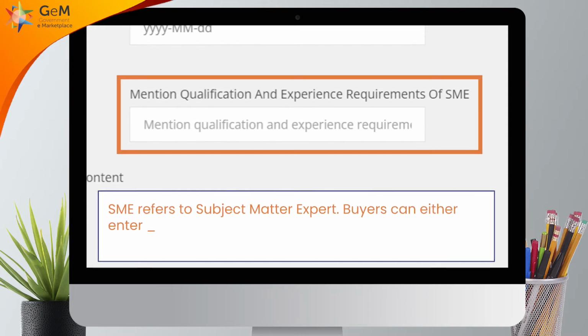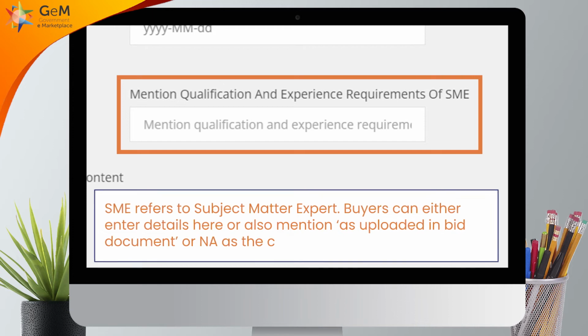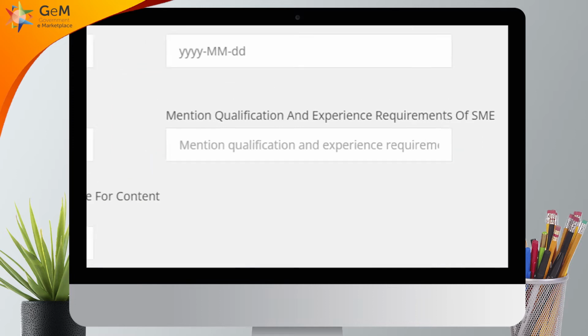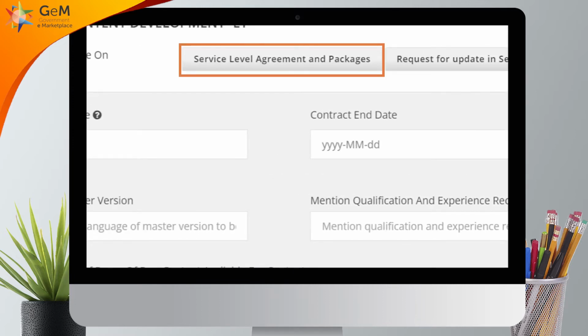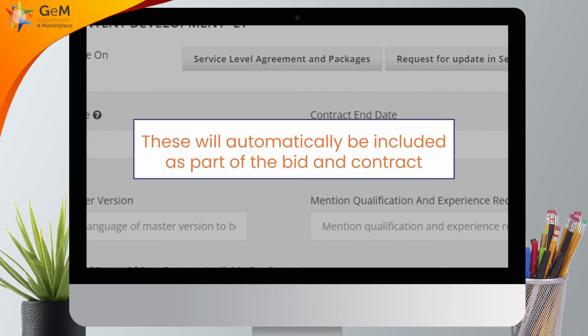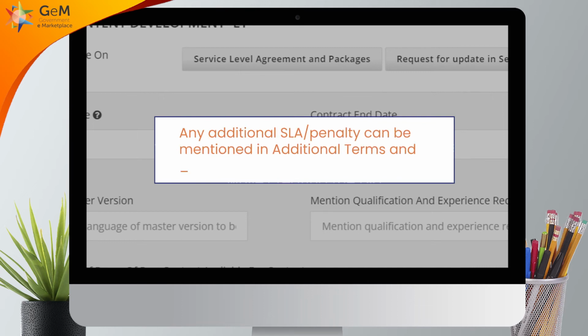Buyers can either enter details here or also mention as uploaded in bid document or NA as the case may be. Click on Service Level Agreements and Packages for Special Terms and Conditions STC and Service Level Agreements SLA specified by GEM for buyers. These will automatically be included as part of the bid and contract. Any additional service level agreement or penalty can be mentioned in additional terms and conditions while creating the bid.